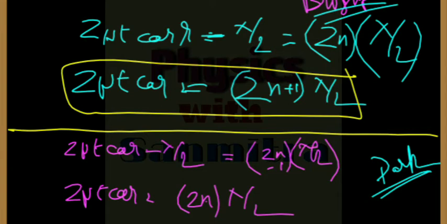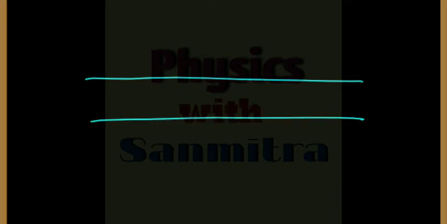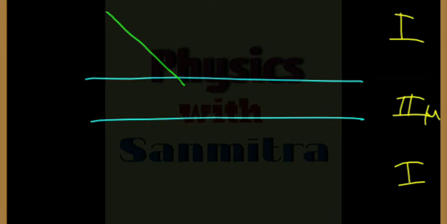And these are for reflected rays. Now let me show you what about the transmitted rays. Suppose there is a thin film, this is medium 1, this is medium 2 with a refractive index of mu, and this is medium 1 again, and here these two are parallel.